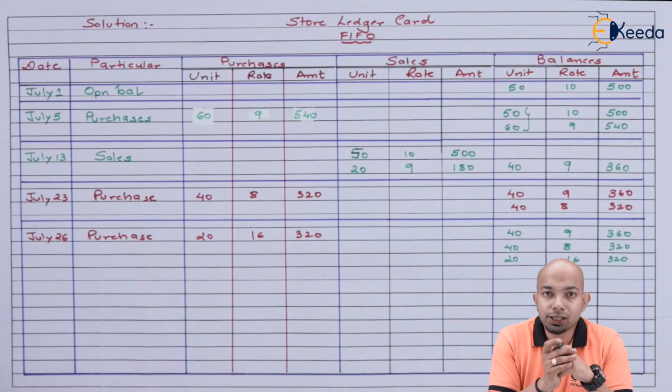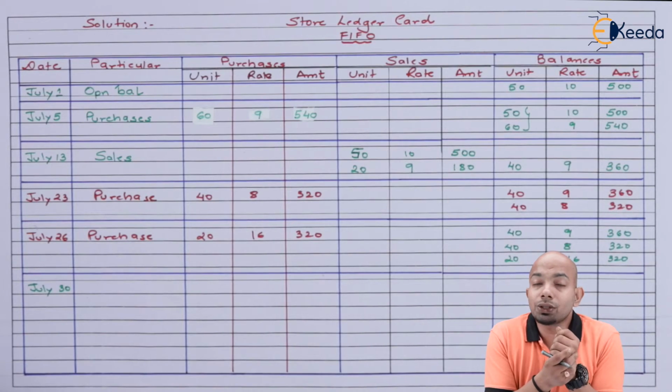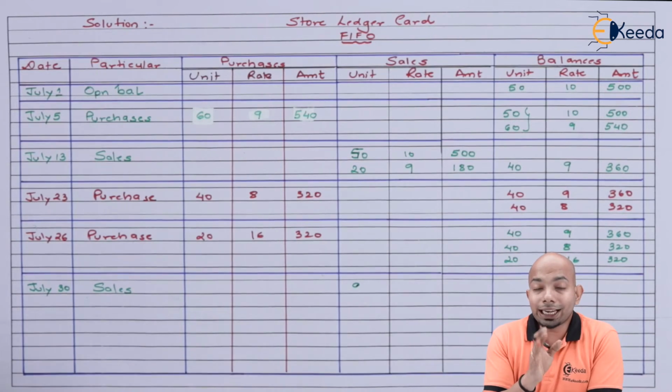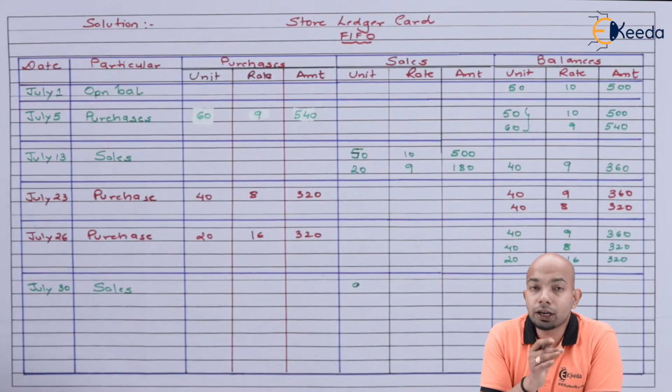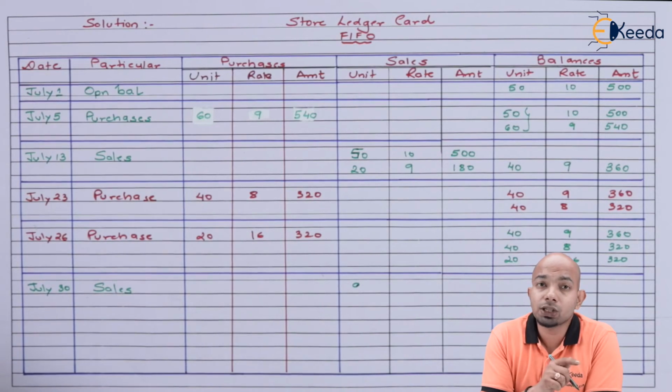Now let's go on to the next transaction. Now the next transaction refers to the sales part here. Again, sales is one more thing that has happened. So 90 units have been sold out. To figure out 90 units, we already have 100 balance with us. That means 40, 40 plus 20.